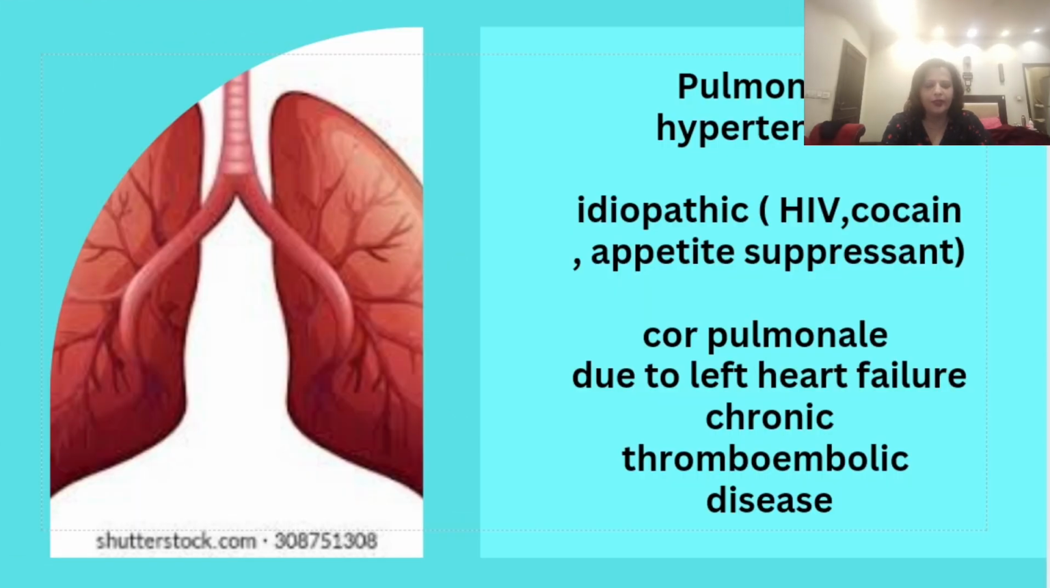Pulmonary hypertension is diagnosed when pulmonary arterial blood pressure is 20 or greater than 20 millimeters of mercury, and it has many causes. It can be idiopathic. In that case, it can be related to HIV, cocaine and appetite suppressants. Then it can be because of left heart problems, and then it can be because of lung problems, when it is called cor pulmonale, and then chronic thromboembolic diseases.